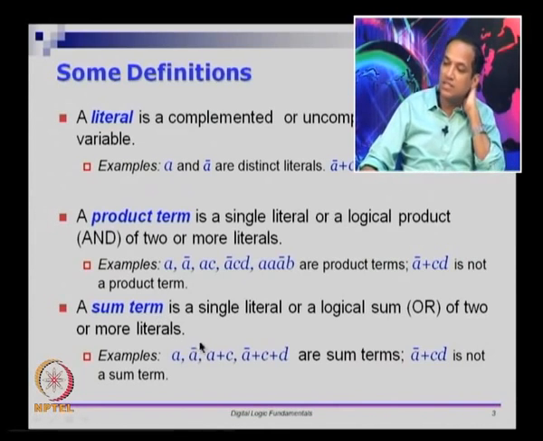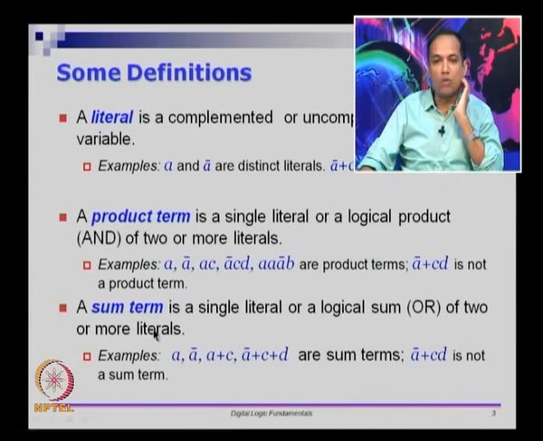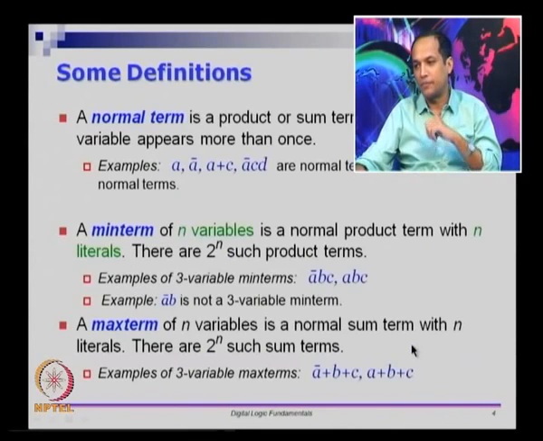Similarly, a sum term is a single literal or a logical sum of two or more literals. So, a bar, a plus c is a logical OR of two literals, and this is a logical OR of three literals, and so on. These are all valid sum terms. A bar plus cd is not a valid sum term because it has a bar plus cd, and this is not a single literal. If I had given you a bar plus c, that is okay, that is a sum term, but a bar plus cd actually involves a product also. So, a product term should not involve sums and a sum term should not involve products.